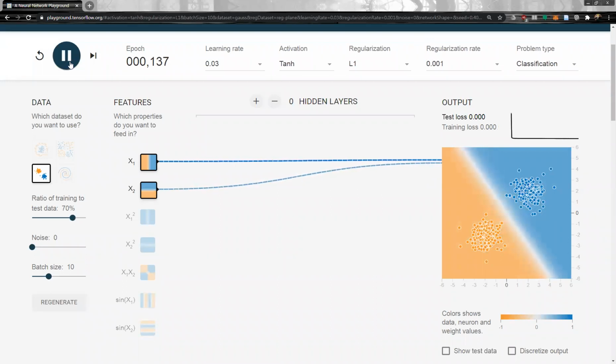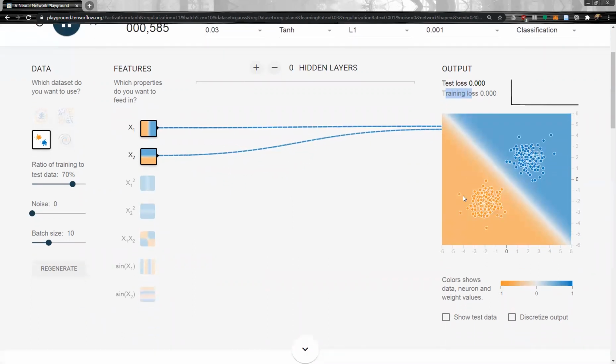Yes, exactly. So the test loss is zero, and the training loss is too, so it is a perfect classification. Let me see the test data. Yes, test data again, perfect classification.